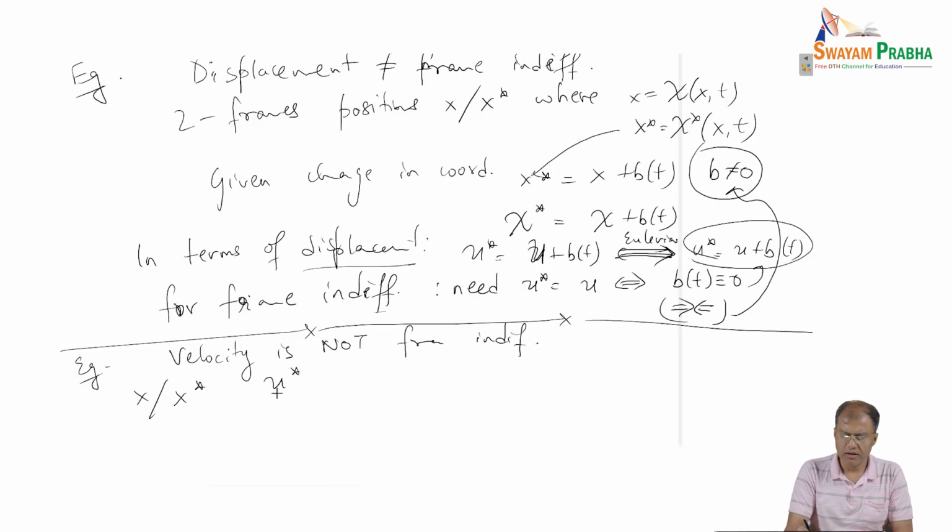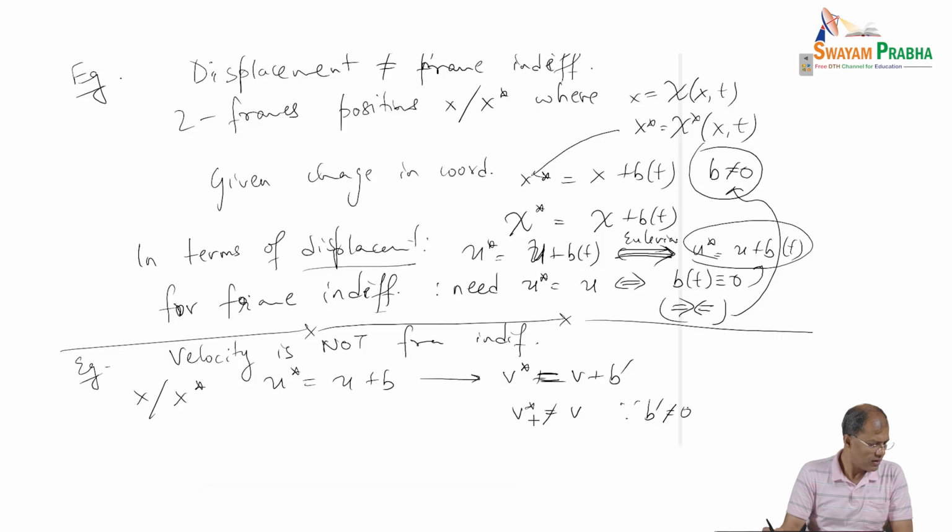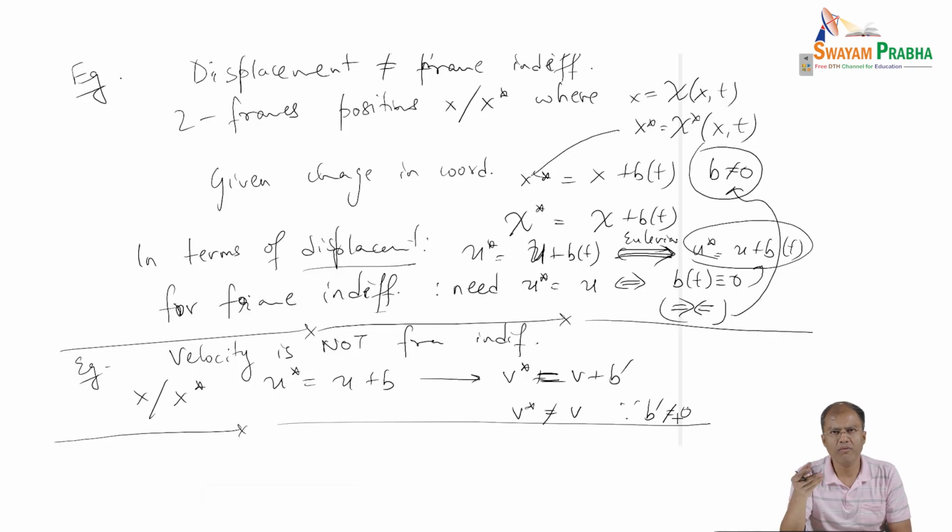We have the displacement u star is u plus b. From here we can see v star is equal to v plus b prime, differentiating. Again we can see that v star is not equal to v, because b prime is not 0, or b is not a constant, right? So that is the case here. So velocity is also not coming to our list of possible variables to be included in our stress strain relation.